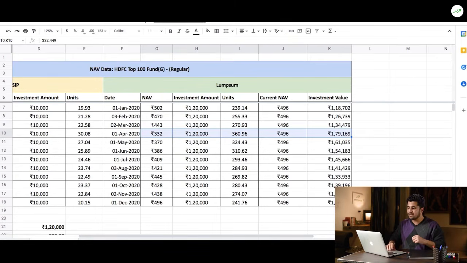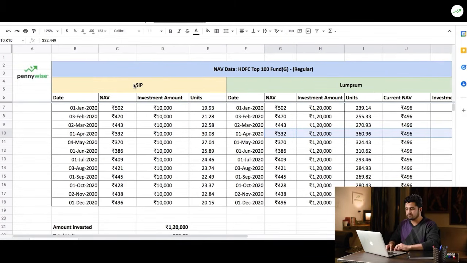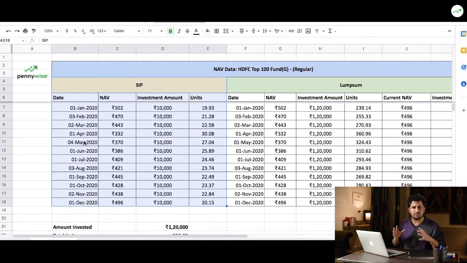Let's look at how an SIP works. The left side of the table, let's look at how an SIP works. So let's say you had that 1,20,000 rupees on 1st of Jan again, and rather you just kept this 1,20,000 in your bank account. And now, every month you set up an instruction that 10,000 rupees should get debited from your bank account and get invested into the mutual fund scheme. So 10,000 rupees got invested on 1st of Jan. So you got a total of 19 units, 10,000 divided by 500, 19 units.